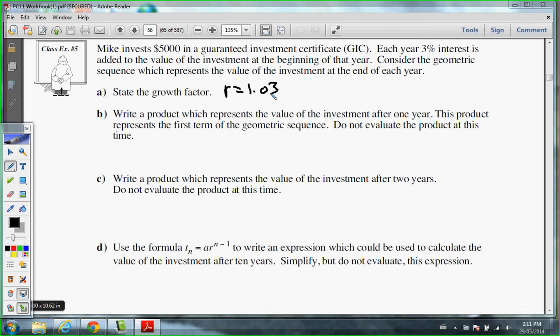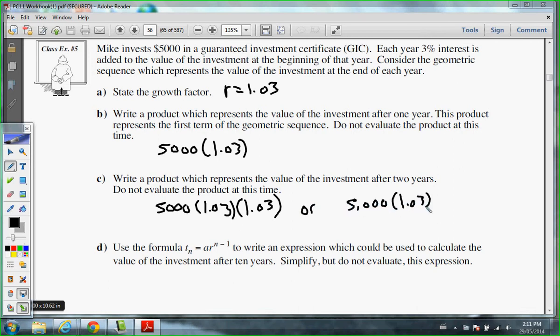Okay, it says write the product which represents the value of the investment after 1 year. So after 1 year, that should be 5,000 times 1.03 one time. And then it says don't evaluate. Then it says write the one for after 2 years. So that'd be 5,000 times 1.03 times 1.03. Or we can also write, I'm sure you're probably already thinking it, 5,000 times 1.03 squared.